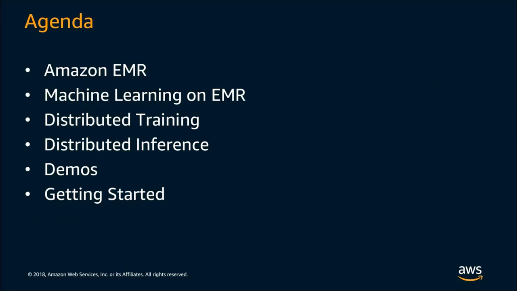This is the agenda for the talk. We'll start with an introduction of Amazon EMR, followed by an overview of machine learning on EMR. We'll talk about distributed training, distributed inference, and model serving in the context of EMR. And we'll conclude the talk with some demos and point you to some resources on how to get started with doing large-scale machine learning on EMR.